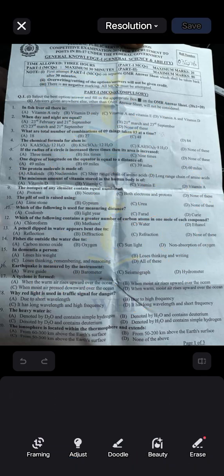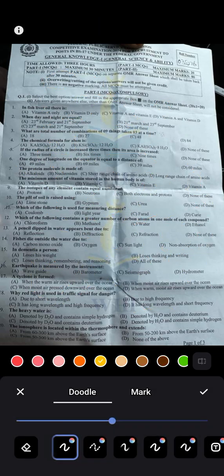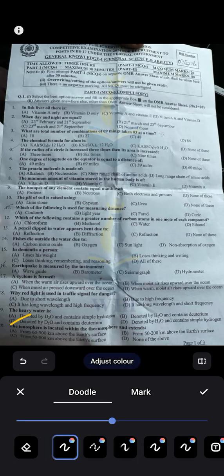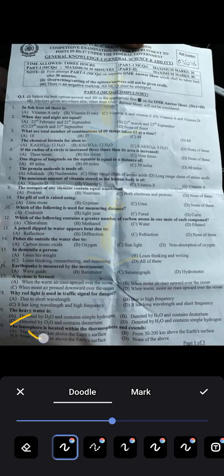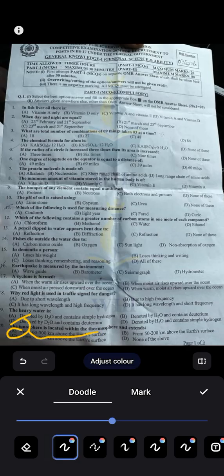So the next is, it is denoted by D2O and contains deuterium, and the last is the ionosphere, which is located in the maximum range, that is 60 to 300, and that is option A.